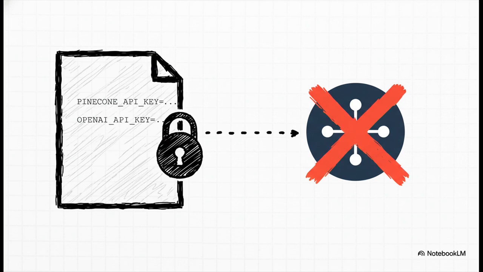This little file is what keeps your secret keys out of your actual code. And listen, I'm going to say this again because it's that important. Never, ever, ever commit this file to GitHub or any version control. It stays on your computer and your computer only.